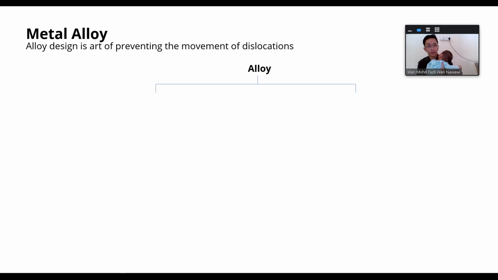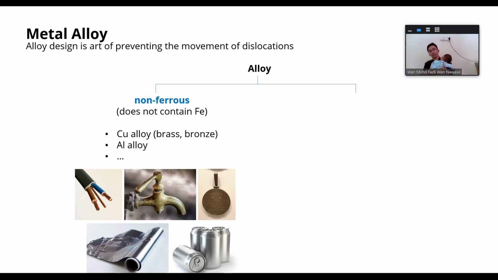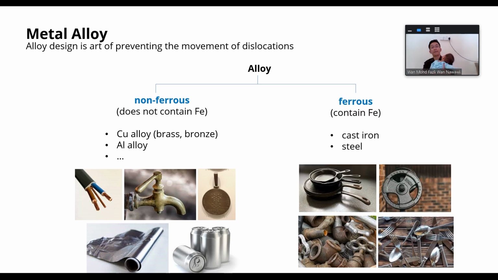Alloys can be divided into two big parts. The first is non-ferrous, and the second is ferrous. Under alloys you can classify things into big classes. First is non-ferrous, meaning alloys that do not contain ferrum, or iron. An example is copper alloy.